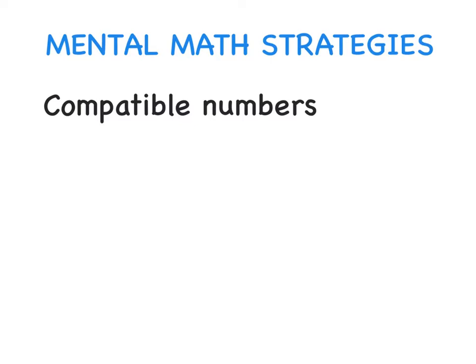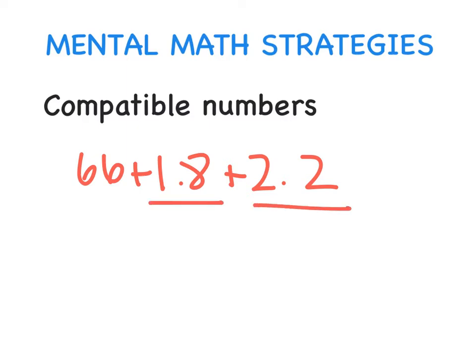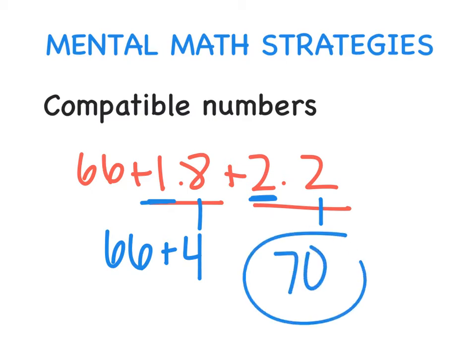like 66 plus 1.8 plus 2.2. These two numbers are compatible because 0.8 and 0.2 make one whole. Those go together well because they're easy to do in my head. Usually things that are compatible are numbers that are going to make one whole or make 10 or something like that. So I'm going to add those two first in my head. 0.8 and 0.2 is one whole, plus this 2 is 3 wholes, plus this 1 is 4 wholes. So now I have 66 plus 4, which is another compatible number because that makes another 10. 66 plus 4 is 70. So while I wrote this down, I could still do this in my head, which is what you guys will do.